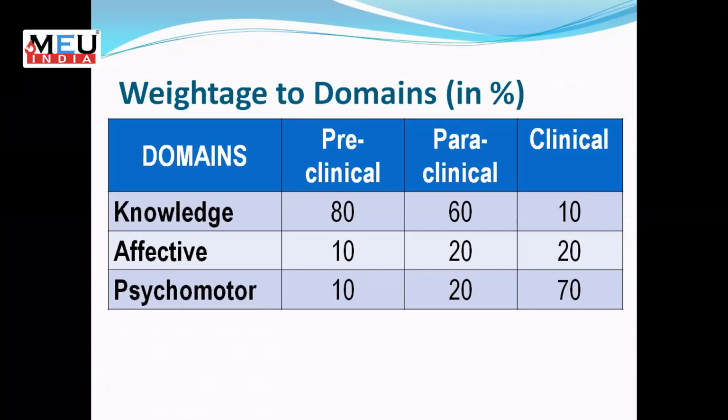And this affective 10%, we can take it from ADCOM. And psychomotor, we'll be seeing how we are going to allocate this 10% in the preclinical year. In what area are we going to use this? When it comes to the paraclinical and clinical, the same thing differs in the reverse manner. In paraclinical, knowledge is 60%, affective is 20%, and psychomotor is 20%. When it comes to the clinical years, it is 10% knowledge, 20% affective, and 70% psychomotor.